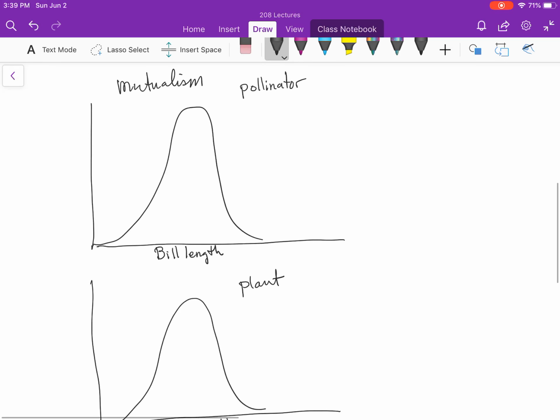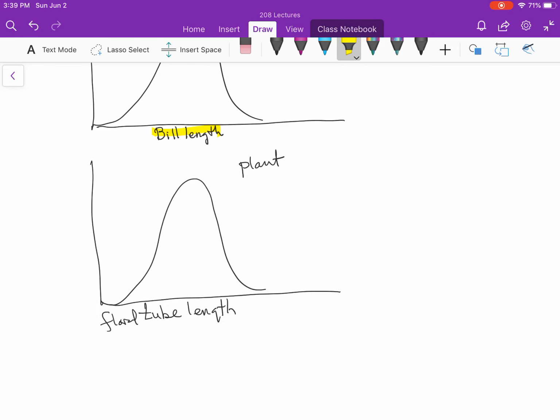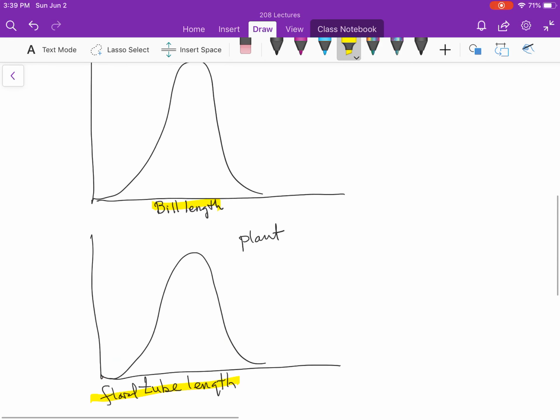This lecture is about mutualism and the coevolution between pollinators and their plants. This is going to be a little bit different than the antagonistic interaction, but again, we're going to start with the same thing. Whatever our trait is, and in this case, it's going to be bill length in the pollinator, like a hummingbird, and it's going to be floral tube length in the flower.